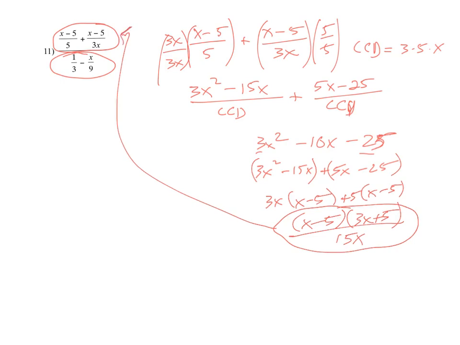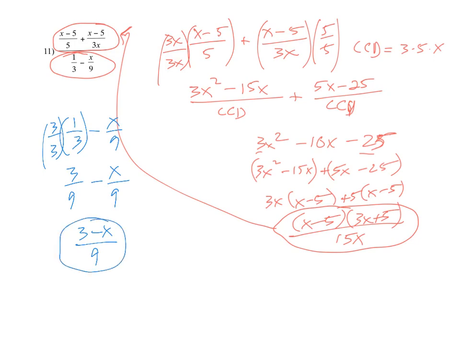Okay, now we got to work on the bottom part. I'm going to put the bottom in blue. Okay, so here we have 1/3 minus x over 9. So our common denominator here would be 9, right? So we can just multiply this first one by 3 over 3, which would give us 3/9 minus x over 9, which is going to be 3 minus x over 9.